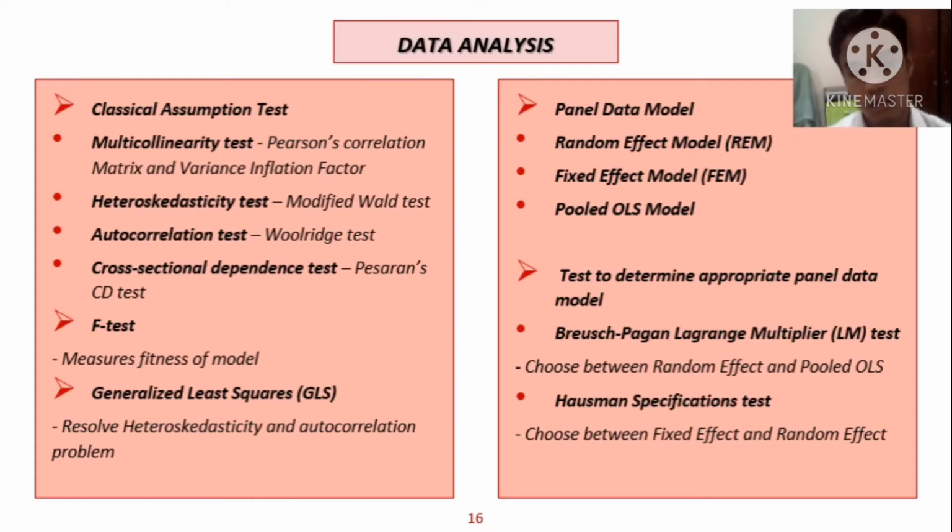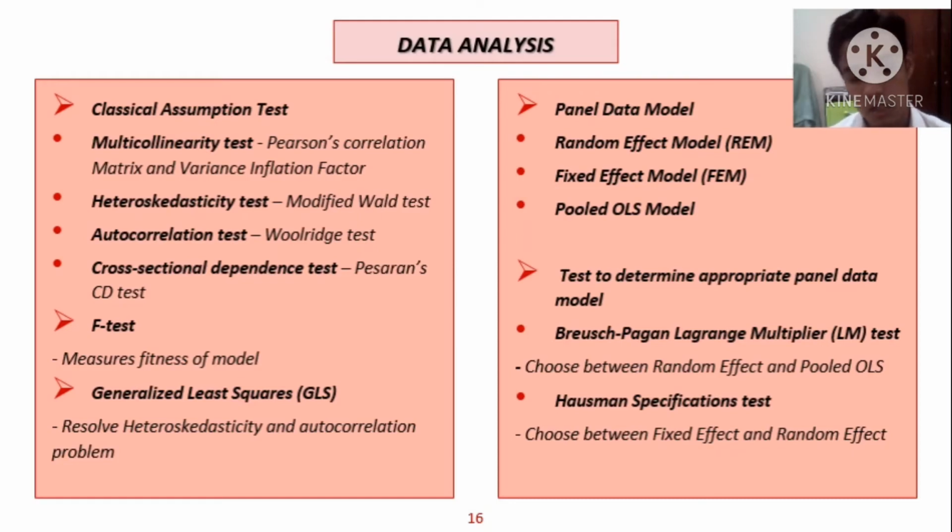We now go to the data analysis of the research. We are using panel data model, so there are 3 models in the panel data, which are pool OLS model, fixed effect model, and random effect model. There are 2 tests to determine the appropriate panel data model, which is the Breusch-Pagan Lagrange multiplier LM test.